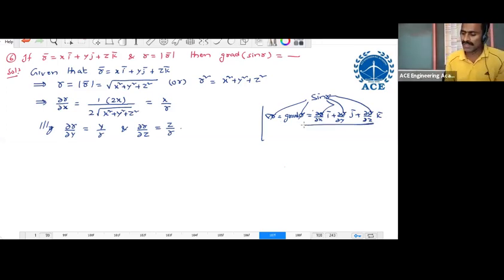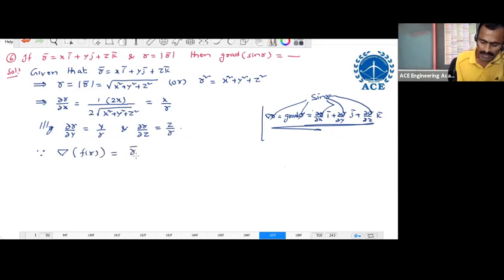Without finding the derivatives directly, we can find the gradient of sine r because it is a function of r only. I'll give the shortcut formula for this. Since del of any function of r equal to r bar by r into f dash of r.